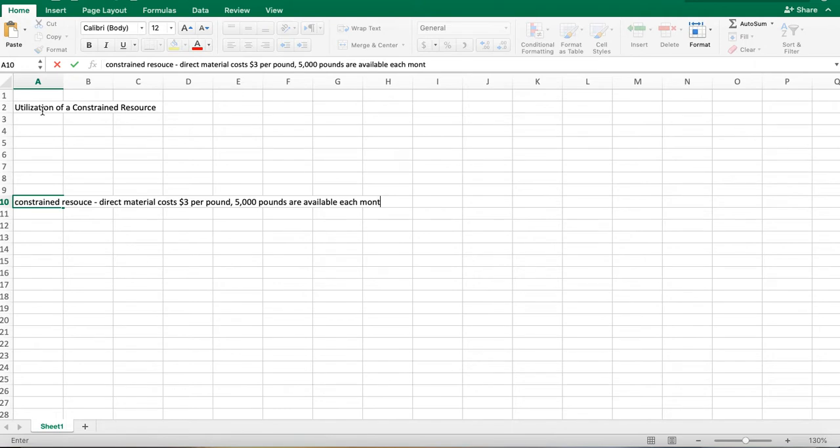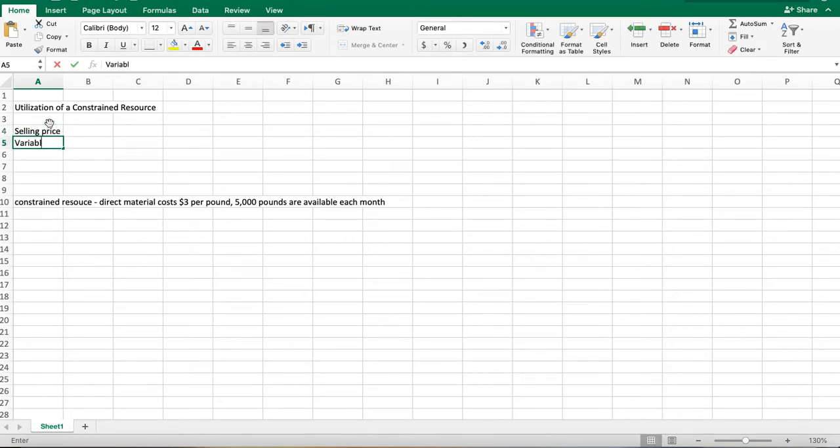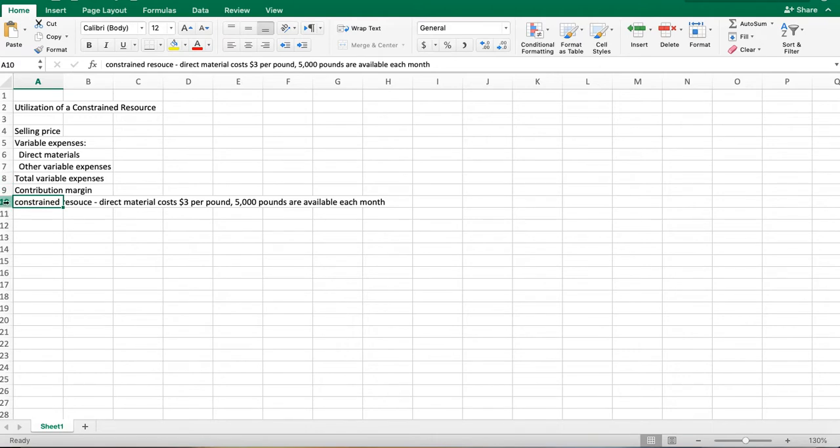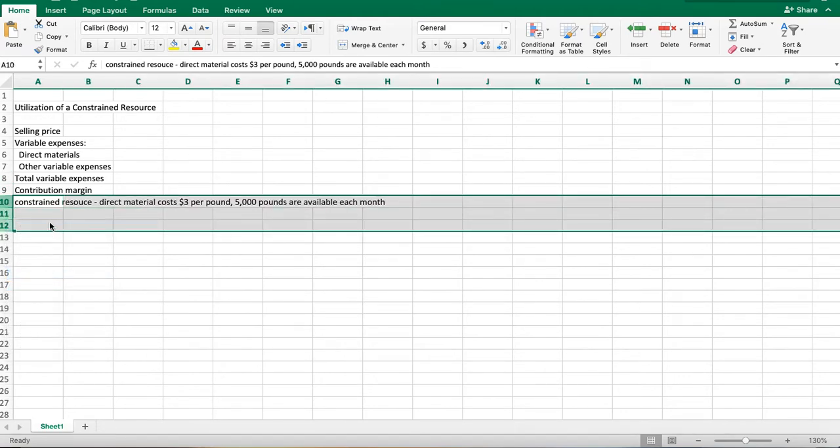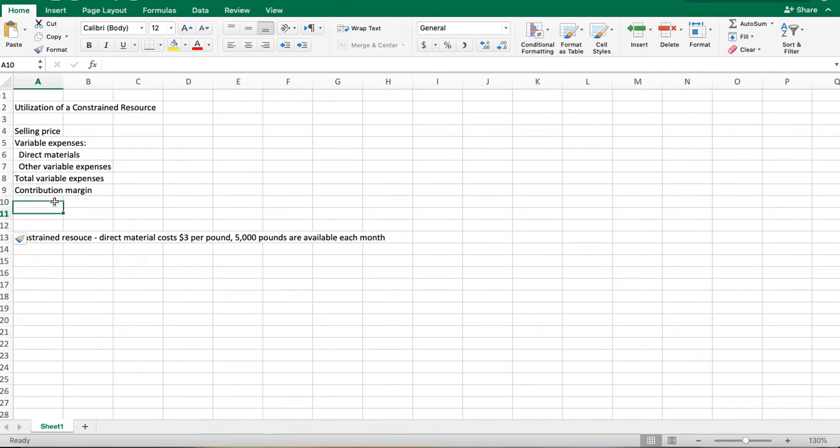And they tell us that the problem is they don't have enough to meet the demand for all of their products. And so when we have a constrained resource like we have in this problem, then what we want to do is figure out which product would be best to make when there's a constrained resource. And so I'm going to enter some of this information for you so that you have it in front of you. And then contribution margin. And then I'll add a few lines there to make it look better. And then finally we'll have our contribution margin ratio.